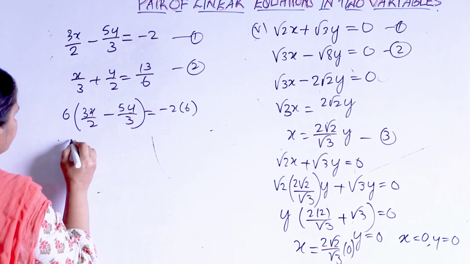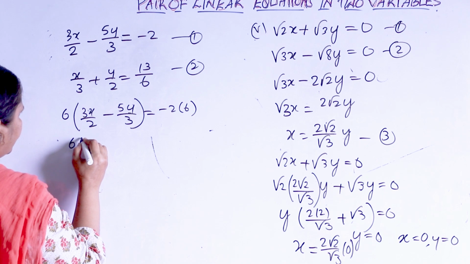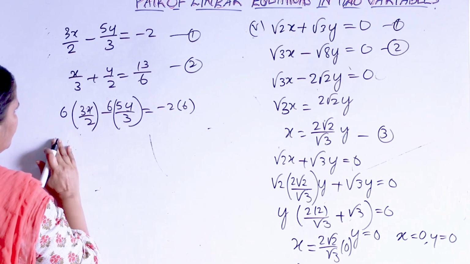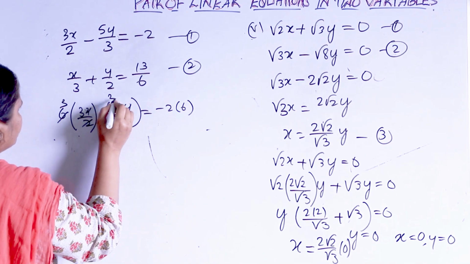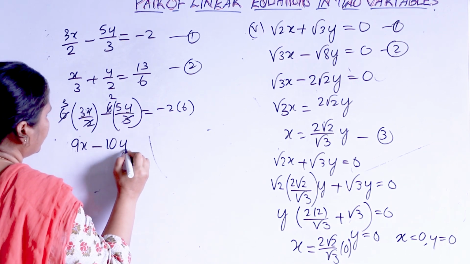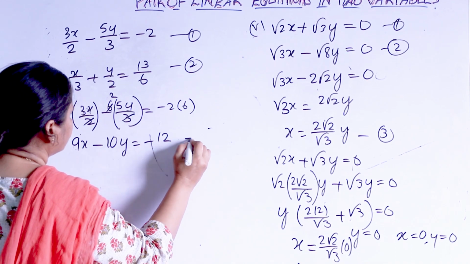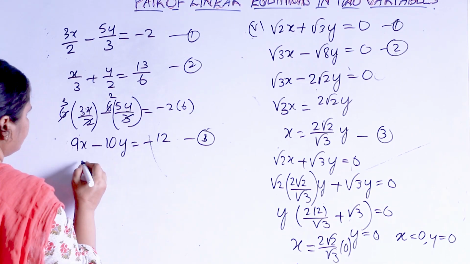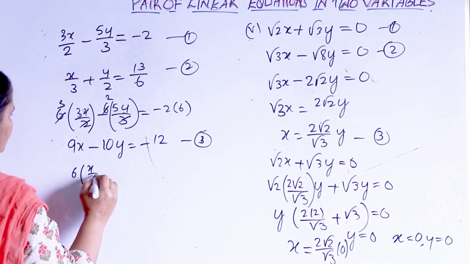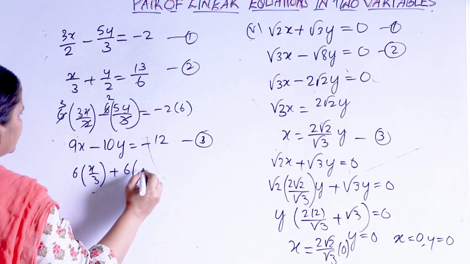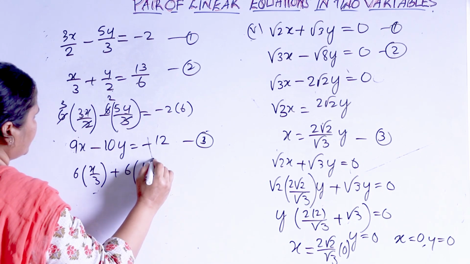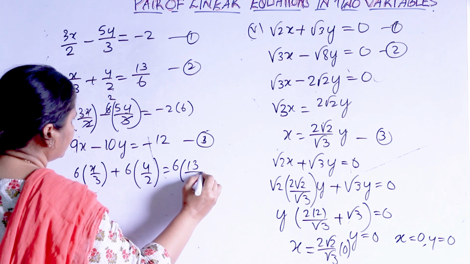So, let's take this equation: 6 times 3x by 2 minus 5y by 3 equals minus 2 times 6. Right? So, here what happens? I will just take them separately. It's easier for us to solve. 3 3s are 9x minus 2 5s are 10y equals minus 12. This is equation 3. Next, take this. Same thing, multiply every term of this equation by 6 as LCM of 3 and 2 is 6. Y by 2 equals 6 times 13 by 6.